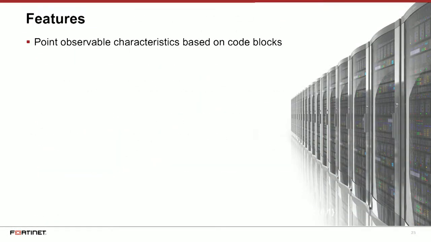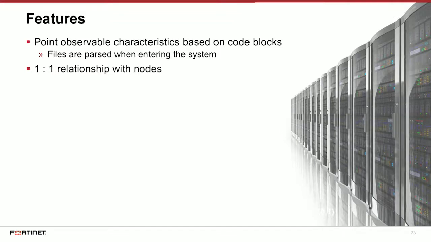Okay. So those features are just point observable characteristics based on code blocks, right? Parsed when they enter the system, they have a one-to-one relationship with nodes. One node is going to be responsible for looking for that specific feature or extracting it. It depends on the state of the system, right?